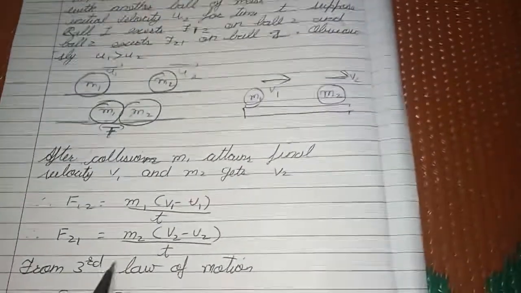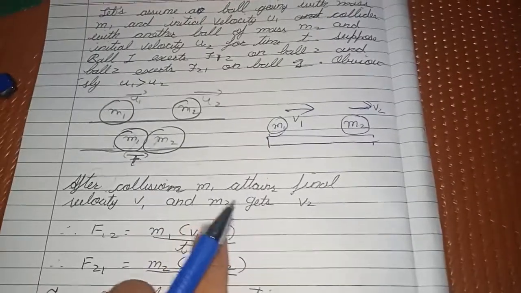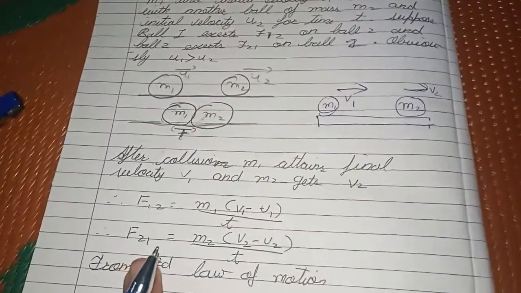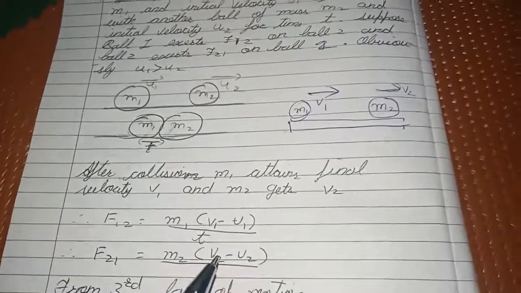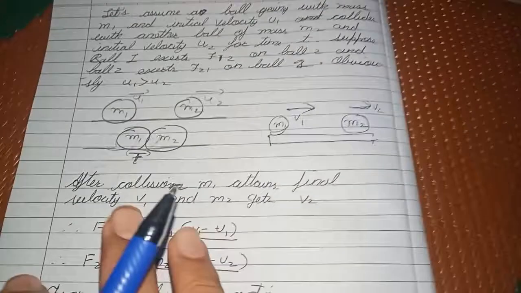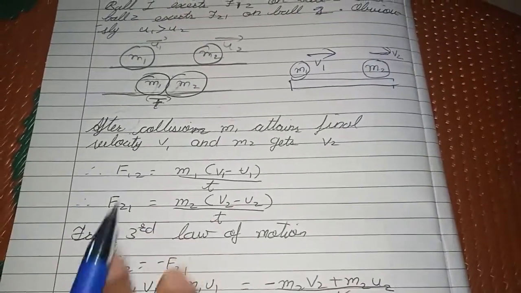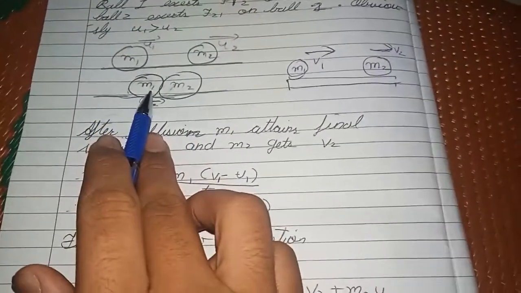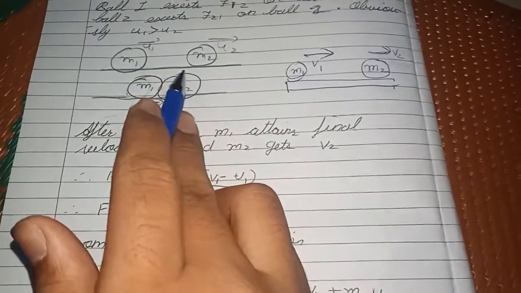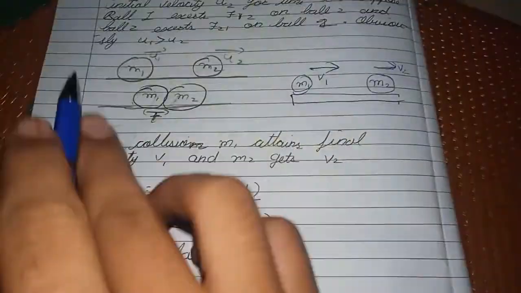So ball 1 exerts force m1 (v1 minus u1) upon t, or m1 into acceleration. F21 is m2 into (v2 minus u2) by t on ball 1. But from the third law of motion we know that every action has an equal and opposite reaction. So the force ball 1 exerts on ball 2 would be equal to the force ball 2 exerts on ball 1, but in the opposite direction.